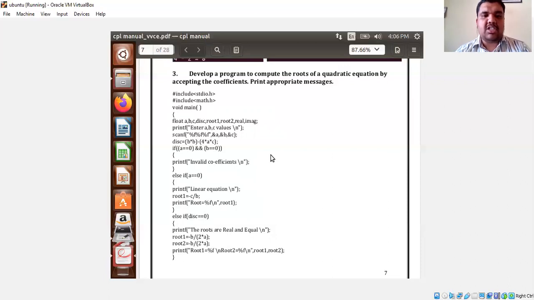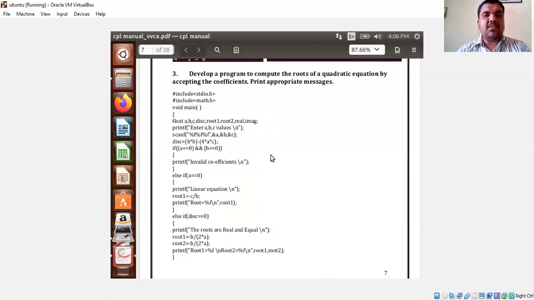First, we are going to check whether the equation is in standard format or not. For that we have made use of: if both the values of the coefficients a and b are equal to 0, then it is an invalid equation or invalid coefficient. That's why we have made use of the logical AND operator. The logical AND operator yields the true value only if both the conditions are true. Otherwise, it yields false. You already know its working.